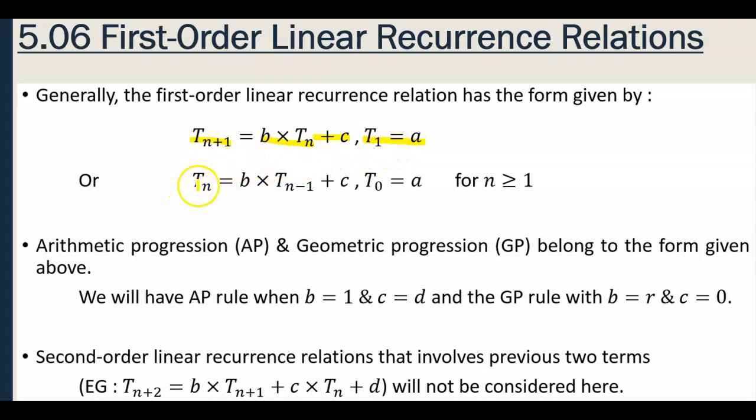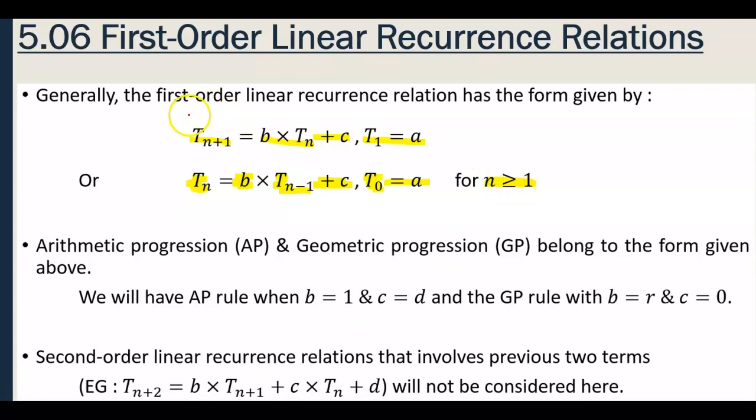Or you have another alternative where you start with Tn, and the previous term of Tn is Tn-1. Again, with the same format, b times the previous term plus c, a constant. If you start with n, your initial value will be T0. Either of the forms written here is acceptable for first order, and the n value here is more than or equal to 1.